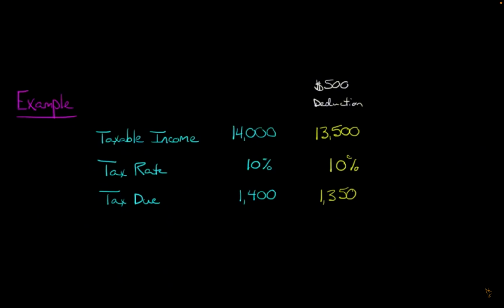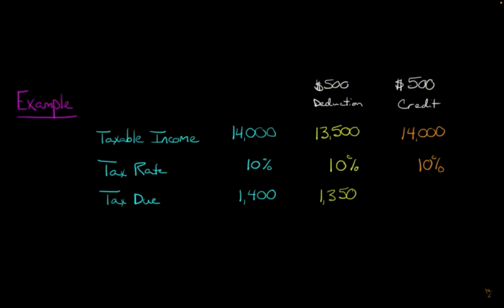Now let's say that we want to talk about a $500 tax credit. And I think this is going to show you, rather than me just telling you, the difference between deductions and credits. So now, let me just change colors here to try orange. So now, credits reduce tax due, right? They don't affect taxable income, right? So taxable income is going to stay the same. It's going to be $14,000, right? The tax rate is going to stay the same at 10%.